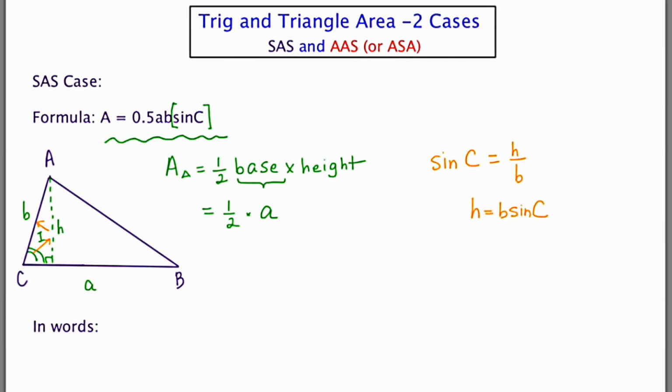Now the second part of the formula that I'm trying to derive requires that I write down the height. Well, we just figured out the height over here to be little b sine C. In words, to find the area of the triangle given SAS, or two sides and the angle in between, you're going to multiply 1/2 times the product of the two given sides times the sine of the angle in between.